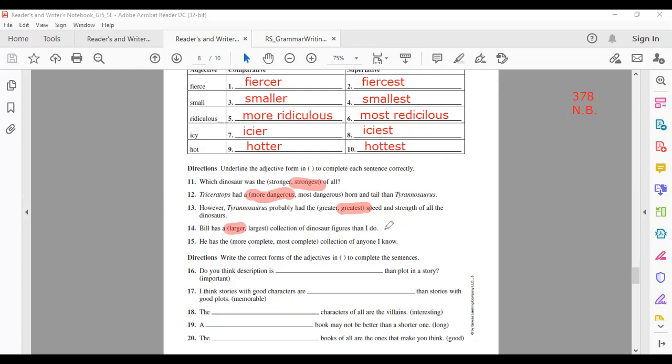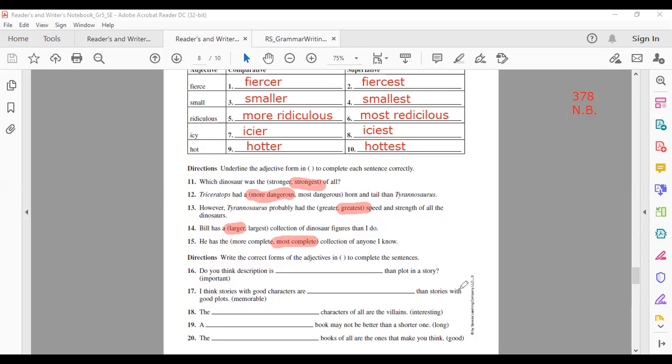Number 15. Hi, Maria. He has the more complete or most complete collection of anyone I know. Most complete. Most complete because we have the.